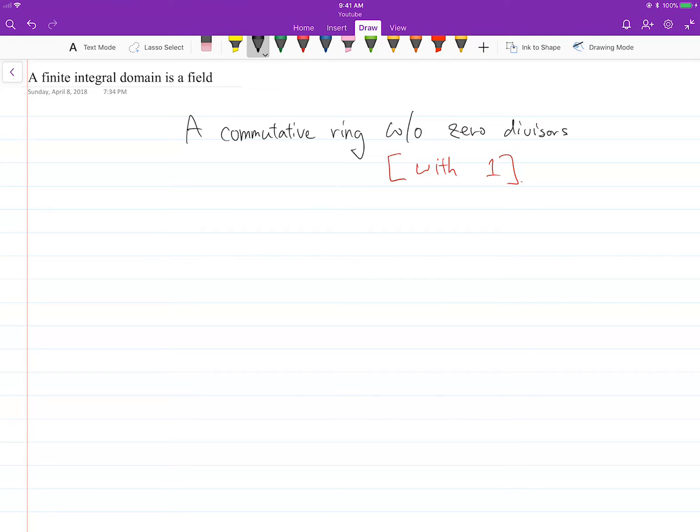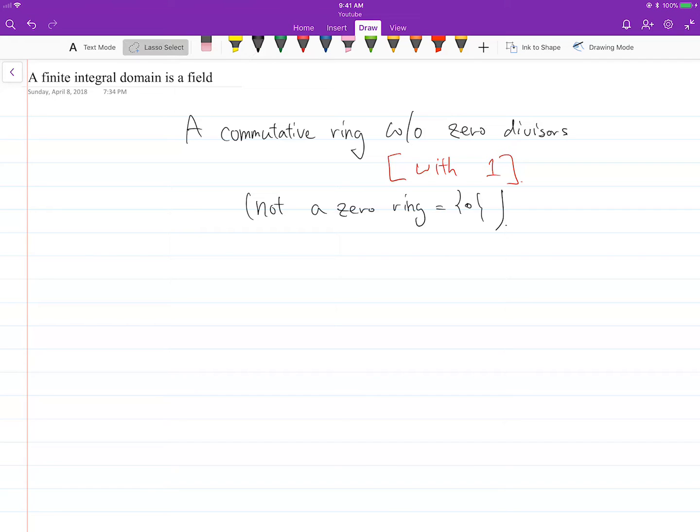Also, an integral domain is not a zero ring, because it just doesn't make much sense to discuss that as an integral domain. So let's get started.